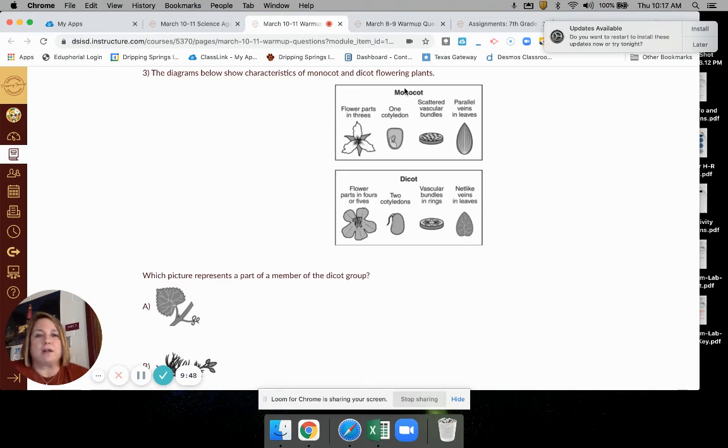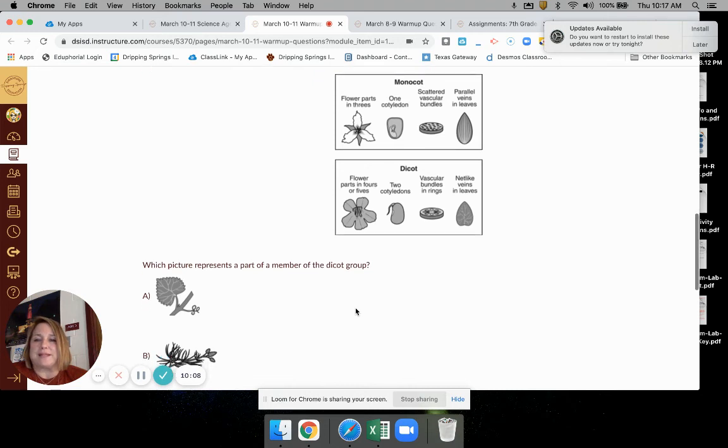And so a monocot has one cotyledon, and the prefix di means 2. That has 2 cotyledons. So monocots have 1, dicots have 2. Monocots have this set of characteristics, and dicots have this set of characteristics. So which picture would represent a dicot?